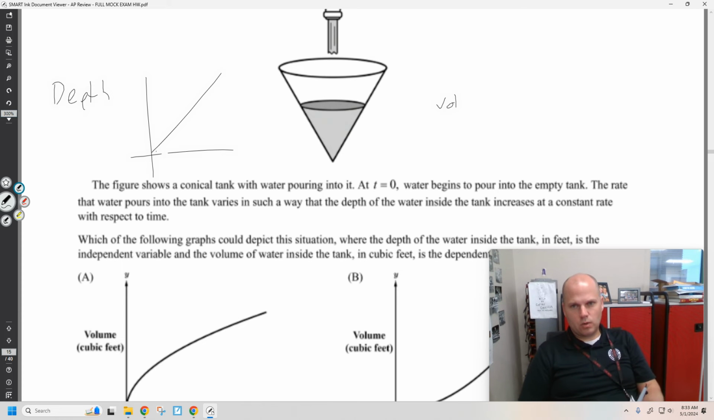For that to occur, so that we're not having the depth increase faster, we need to pour in water slower earlier and then faster later. That's a good question.